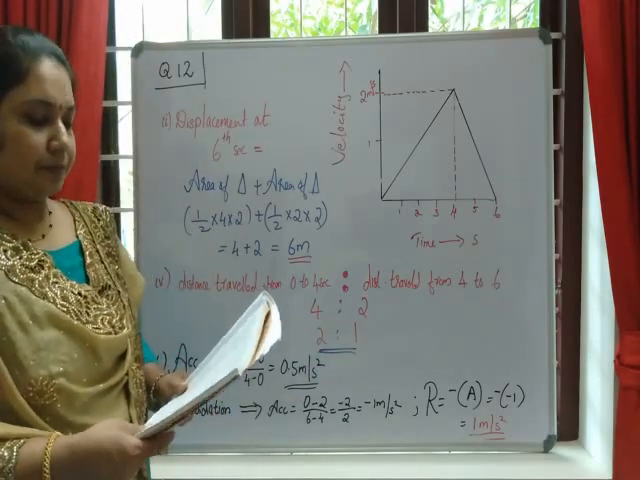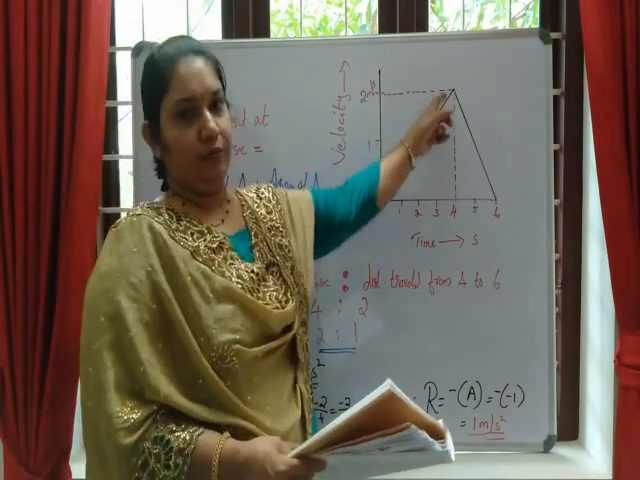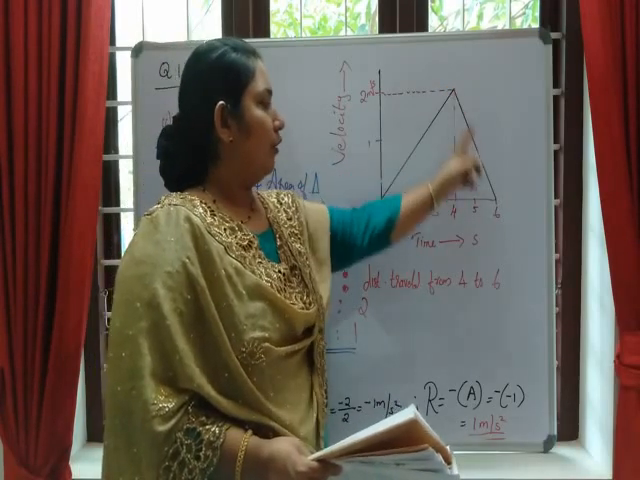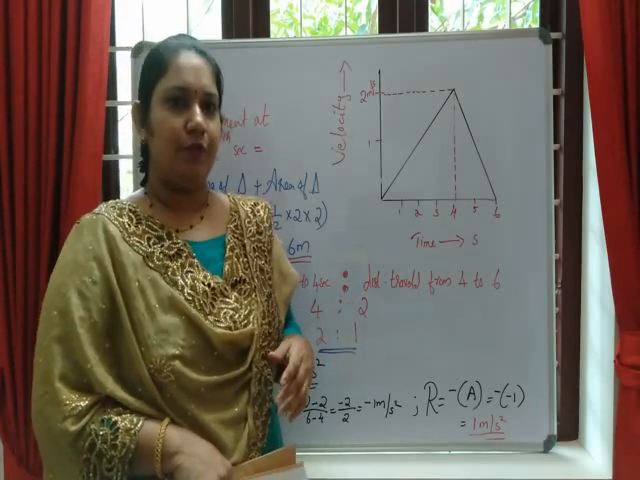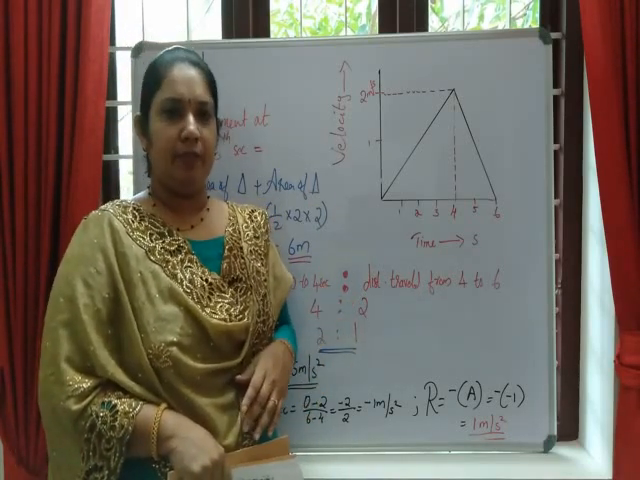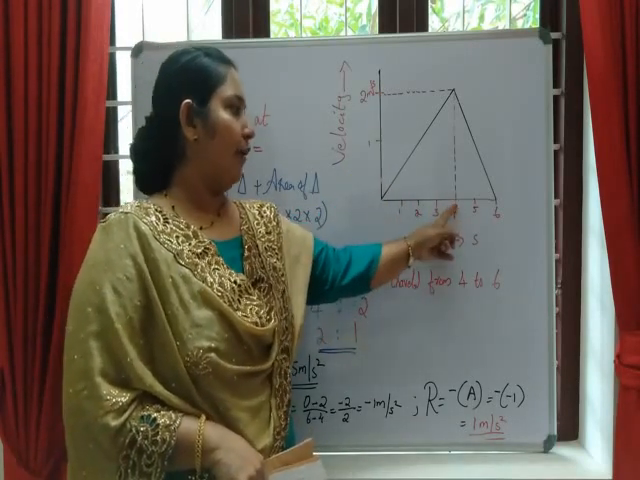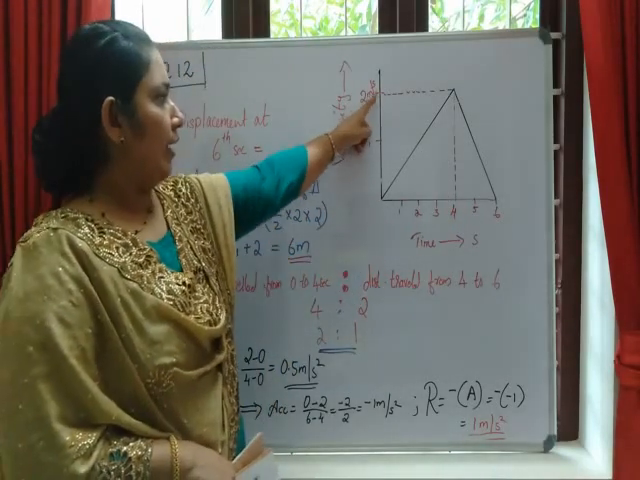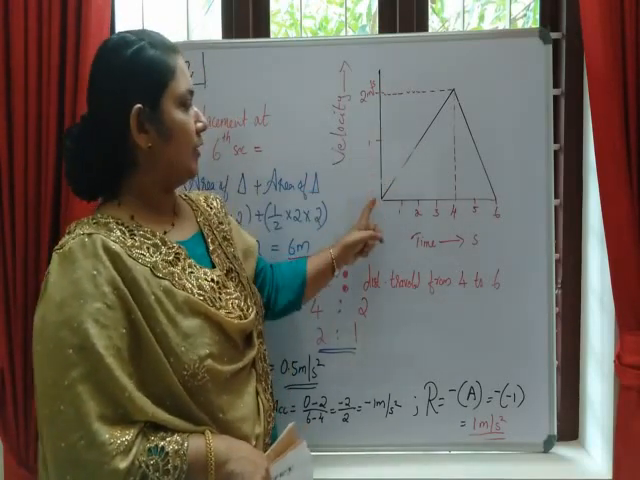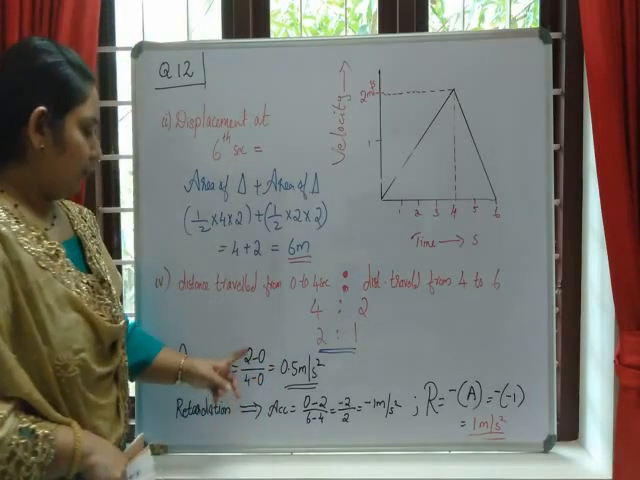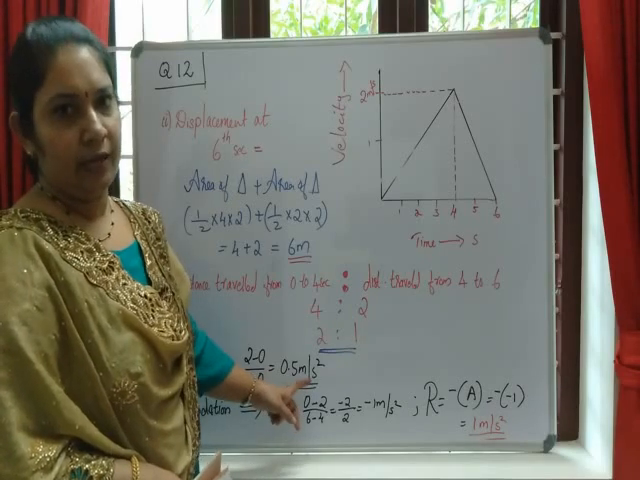And question number 5. Find the acceleration from 0 to 4 and retardation from 4 to 6. So using the velocity time graph, we can easily find acceleration using the formula. Acceleration is change in velocity by time. Final velocity minus initial velocity by final time minus initial time. First I am considering this slope. Acceleration of this slope, 2 minus 0 by 4 minus 0, you get 2 by 4. That is 0.5 meter per second square acceleration.